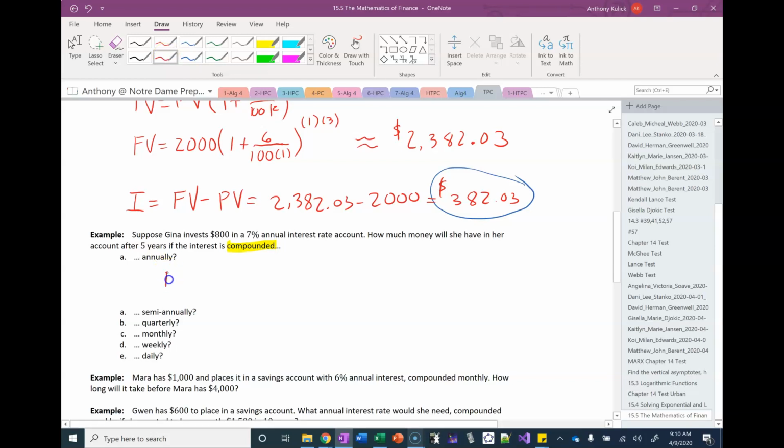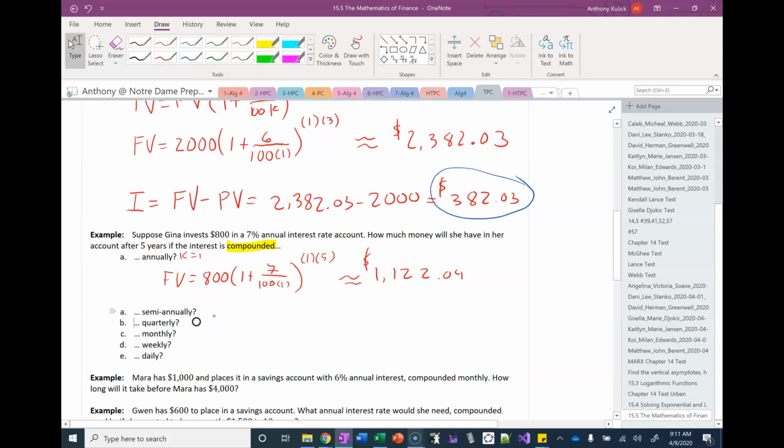So my present value, or the future value, is what we're looking for, because it's asking how much money will we have in the account in the future. The present value is 800. R is 7. K, here we're compounded annually, so again K is 1. And it's 5 years later. So when I type that into my calculator, I get $1,122.04.